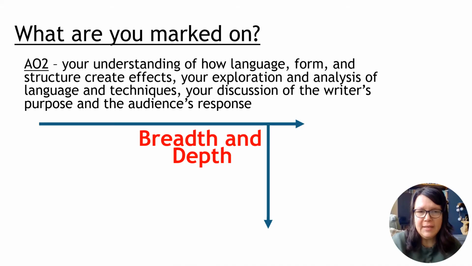AO2 then is your ability to explain how language, form and structure create effect. So this is where you're going to explore and analyse some of the language that Priestley uses, some of the techniques that he might use. So you could be talking about stage directions, you could be talking about particular ways that characters speak, whether they interrupt each other, the use of very short sentences, all of that kind of thing. AO2 is also your discussion of the writer's purpose and how the audience would react to what is being said on stage.